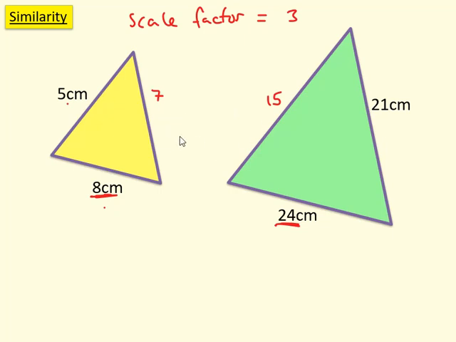But another thing to look for in similar shapes is the angles. Because when you make a shape bigger or smaller, the angles do not change. The angles stay exactly the same. And the way to tell that the angles are the same in these two shapes is by drawing arcs in the corner.